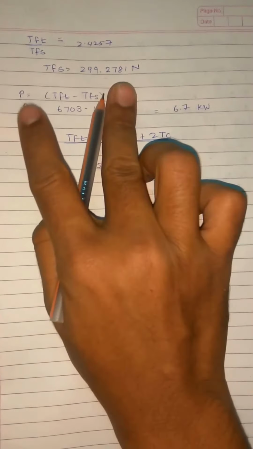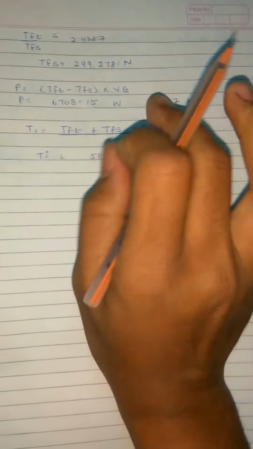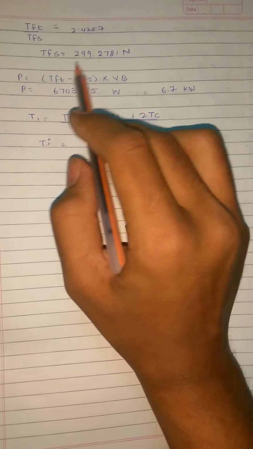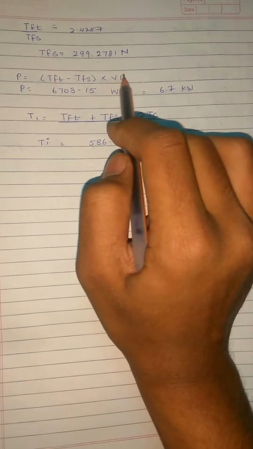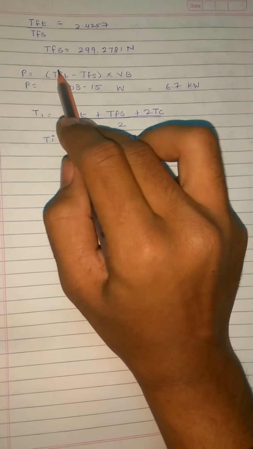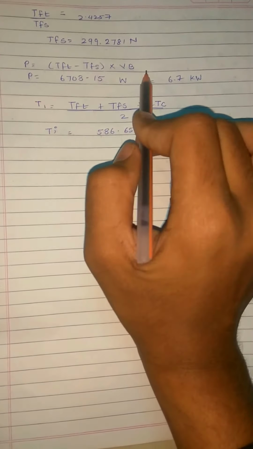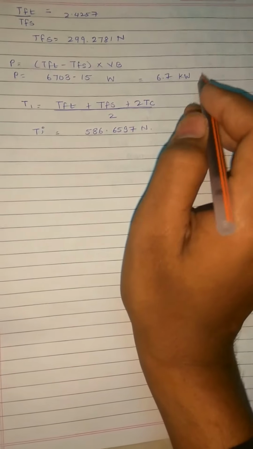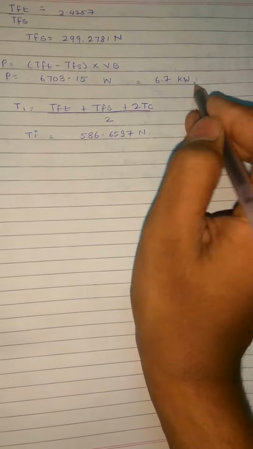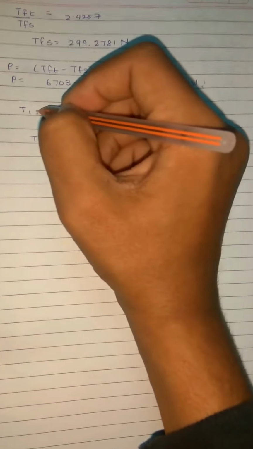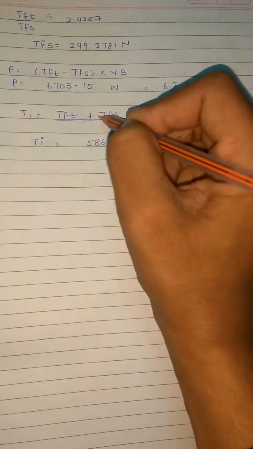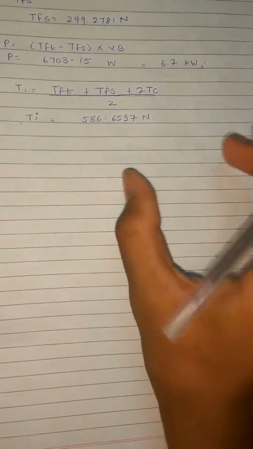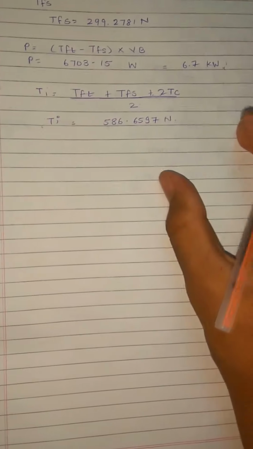We have found out both the tensions. We have found out satisfactorily the governing parameter. Second is power. Power is force into velocity. So force is the belt tension into velocity. We can get the power. It is in watt. Always convert it into kilowatt. So 6.7 kilowatt. Now the initial tension is TFT plus TFS plus 2TC, divided by 2. We get the initial tension.